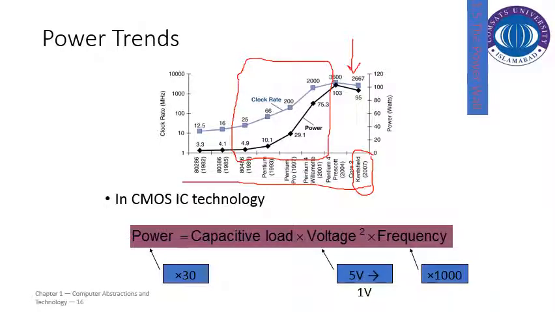For CMOS technology, the power is computed with this relationship. Power, that is the dynamic power, is equal to the capacitive load of the system multiplied by the voltage squared, multiplied by the frequency. If we increase the frequency, the power consumption is not as much affected, nor by the capacitive load. But if we increase or decrease the voltage, that is in terms of a square, so that affects our power consumption as well.